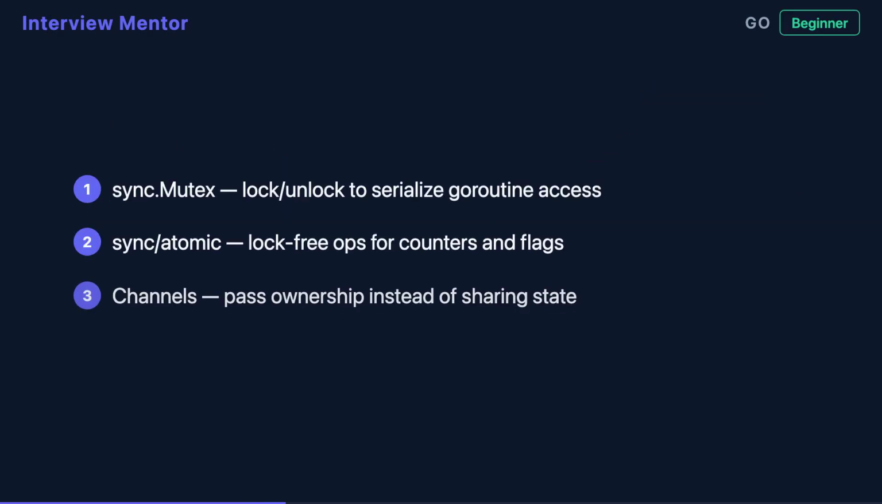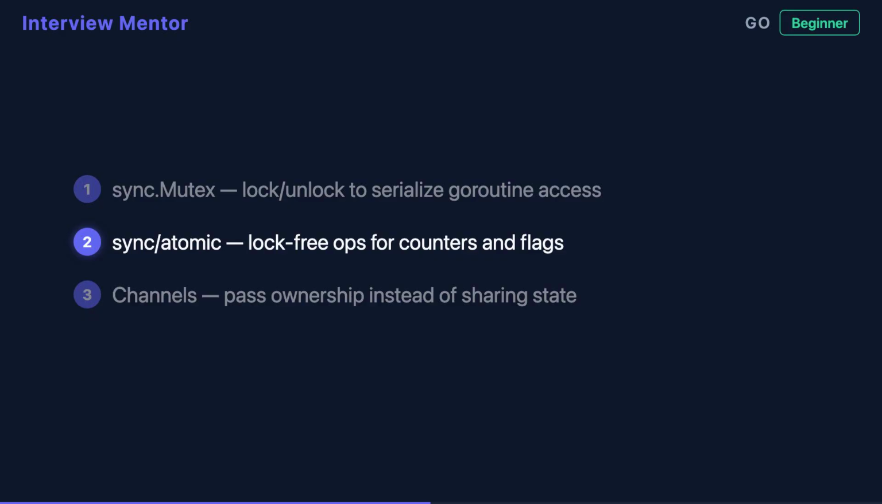Go gives you three main tools to prevent race conditions. First, sync.Mutex lets you lock shared data before accessing it and unlock it after, so only one coroutine can write at a time. Second, for simple numeric operations like counters, the sync/atomic package provides lock-free atomic reads and writes.